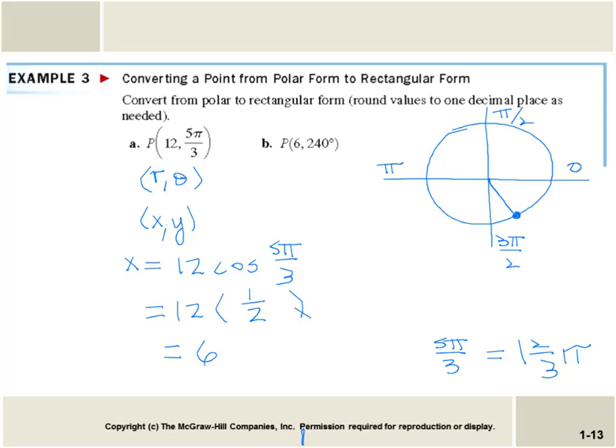My y value, thanks, Michael. Red one, stop. Okay, Michael. Y is going to be r sine theta, the sine of 5 pi over 3, right? What's the sine of 5 pi over 3?